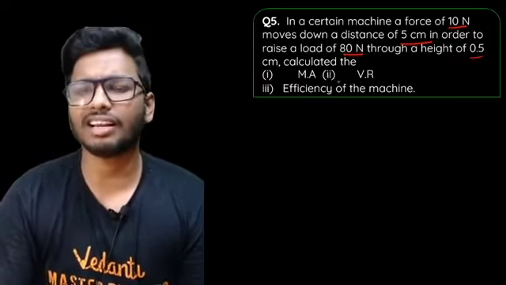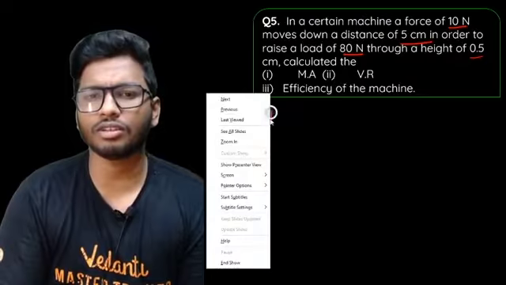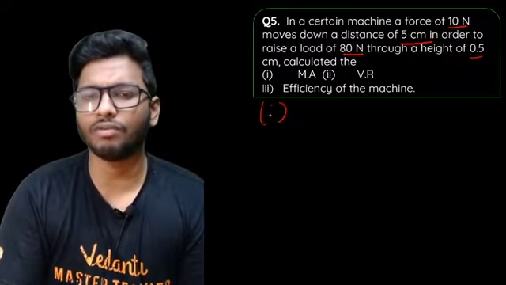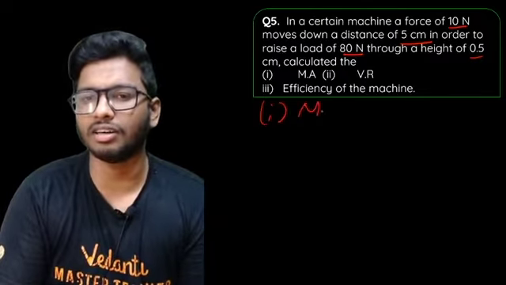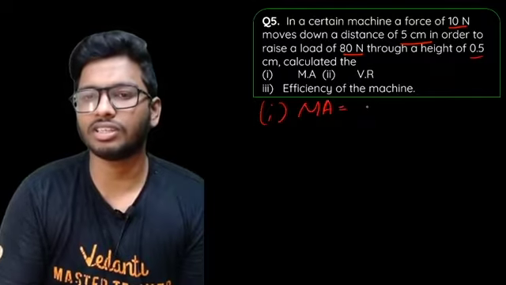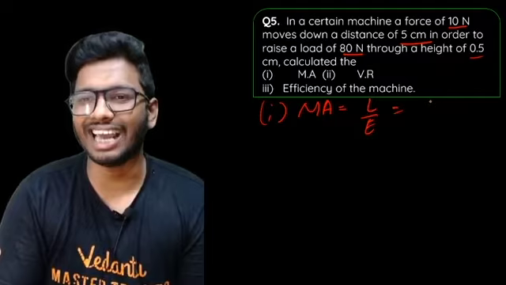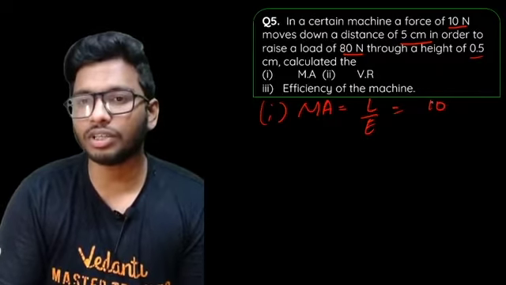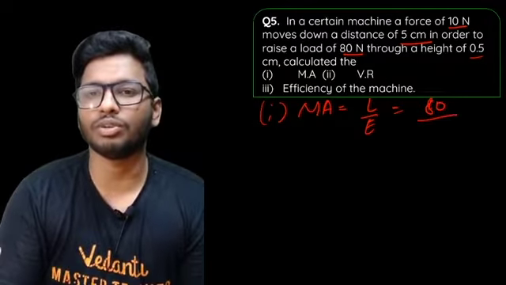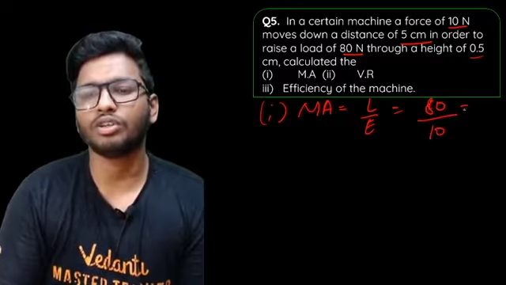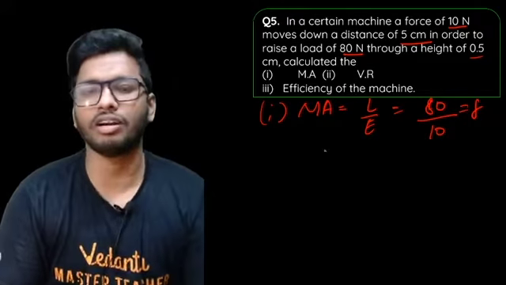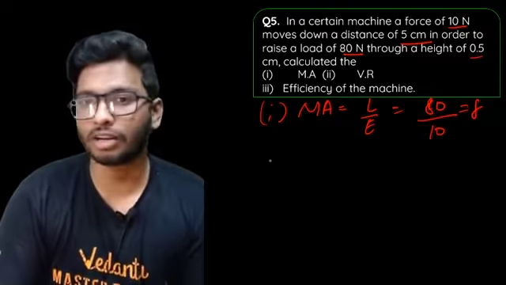So calculate the mechanical advantage. You know the formula for that. For the first one, I'm just going to write down the formula and then substitute the values. Mechanical advantage is equal to load by effort. Load is given as 80 Newton, and they've given you the effort to be 10 Newton. So you'll get 8. Simple as that. So the answer to the first part of the question is 8.